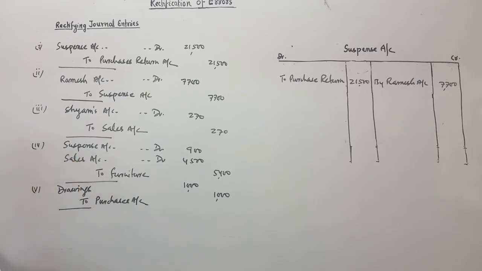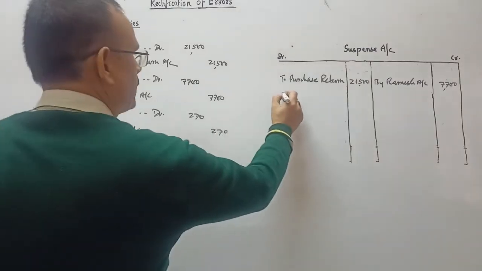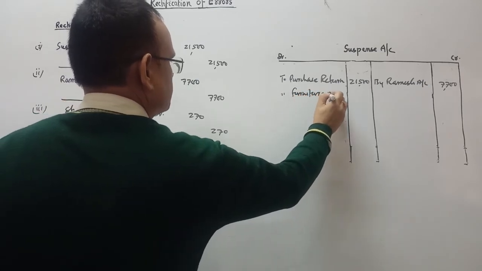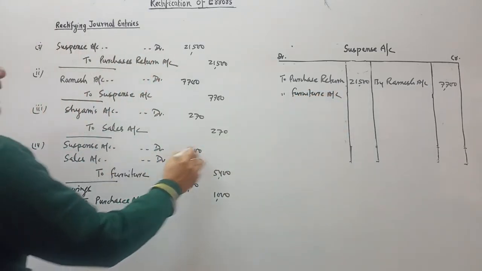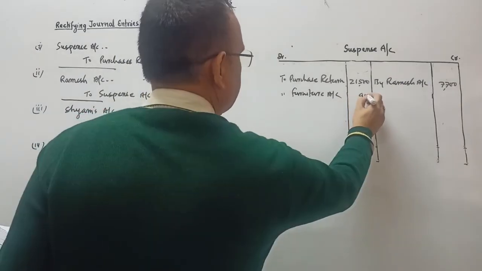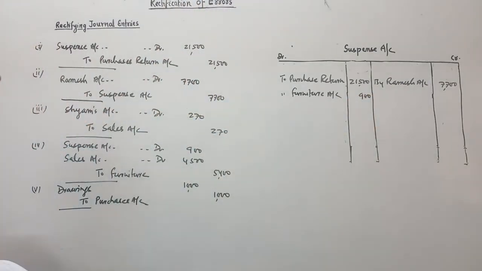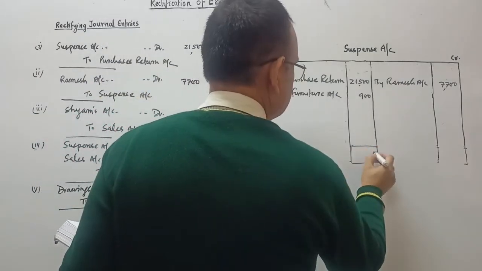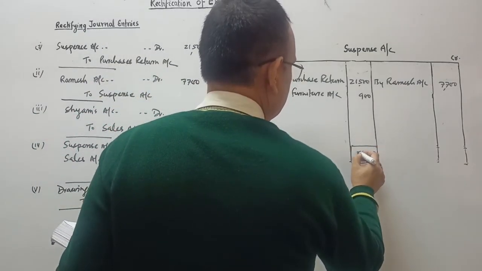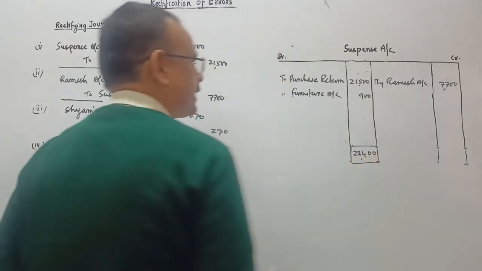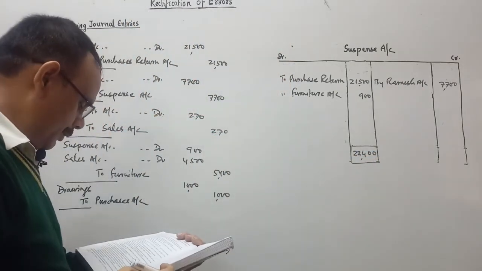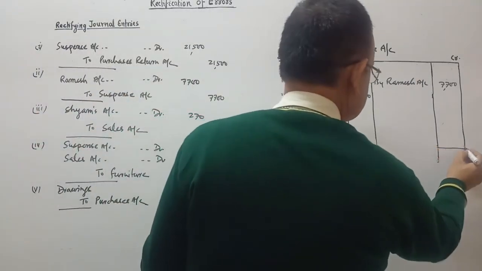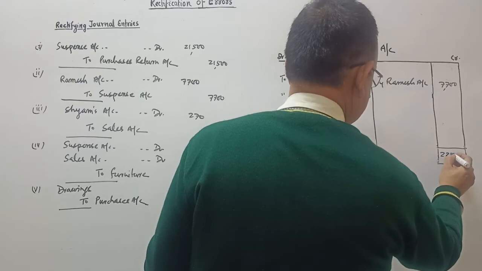Here the suspense is debit. So debit side we will write to furniture, but we will write the amount of suspense. Suspense is 900. Okay. Now the debit side total is more. It is 22,400. So write the total over here this side 22,400.